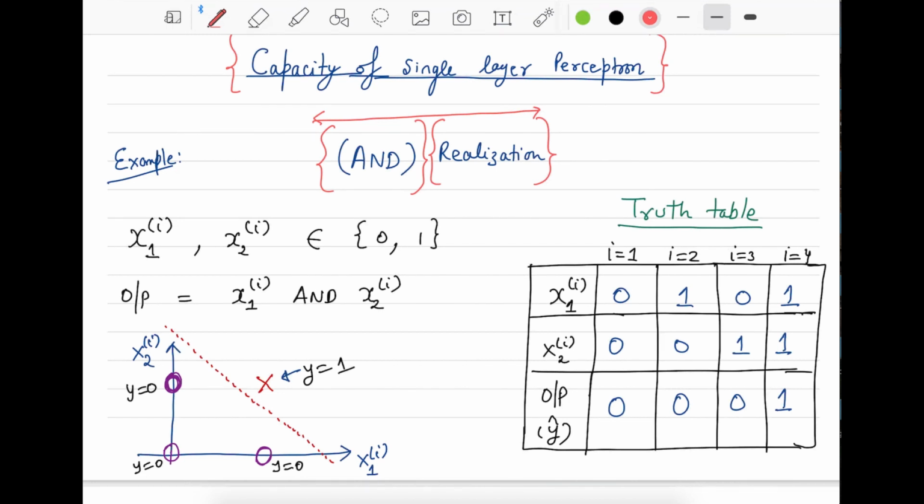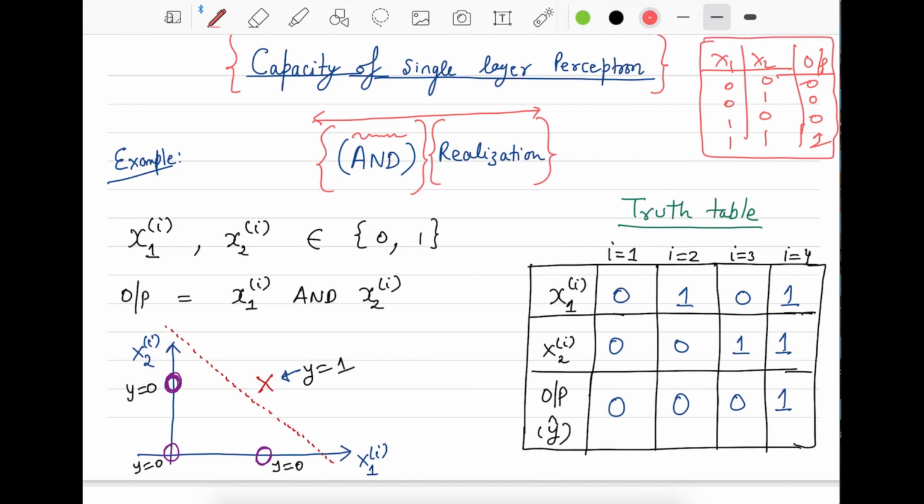Yes, sir. Okay, so this AND is basically nothing but a truth table where we have two inputs x1 and x2, with the combinations 0 1 0 1 and 0 0 1 1, and at the output what you have is 0 0 0 1. So this is basically the AND operation which we have in digital circuits. What we want to do is implement this through a single layer perceptron.